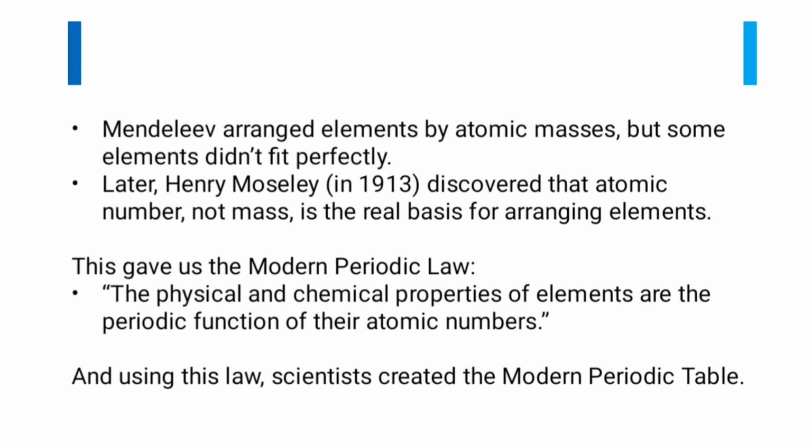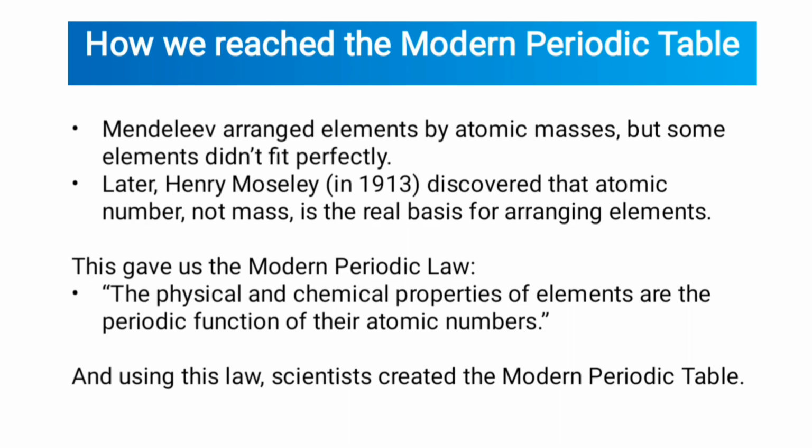So, how did we reach the modern periodic table? Let's start with a quick recap. Mendeleev arranged elements by atomic masses, but some elements did not fit perfectly. Later, Henry Moseley in 1913 discovered that atomic number, not mass, is the real basis for arranging elements.